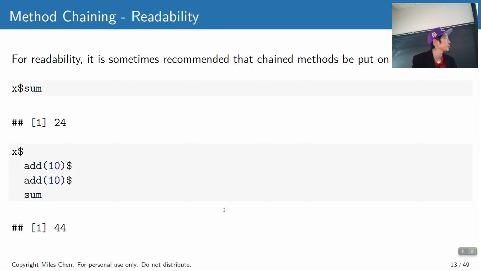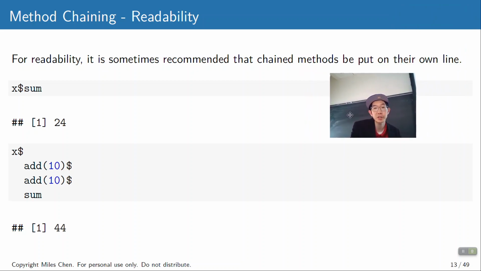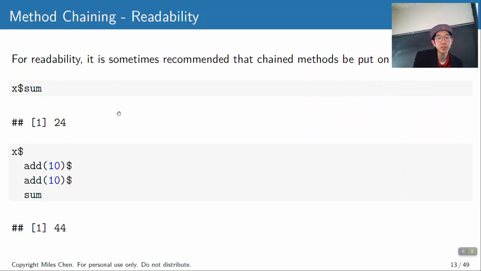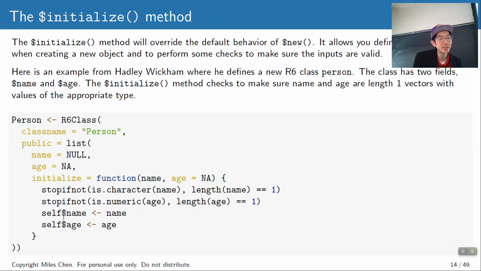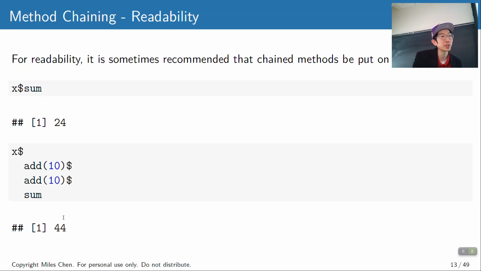All right. So for readability, it's sometimes recommended that you put the chained methods on their own line. So here I have x $sum, currently 24, and I can chain the add 10 and do $add 10 $sum, and now it says 44 here.